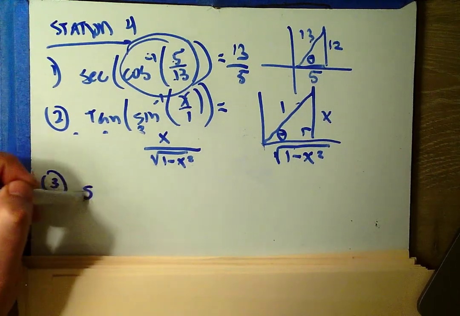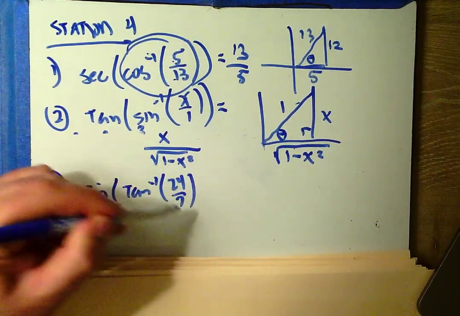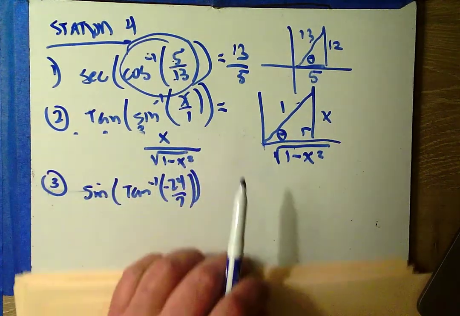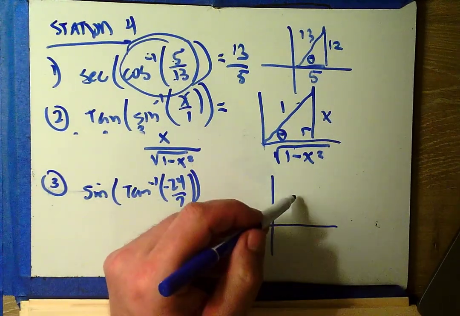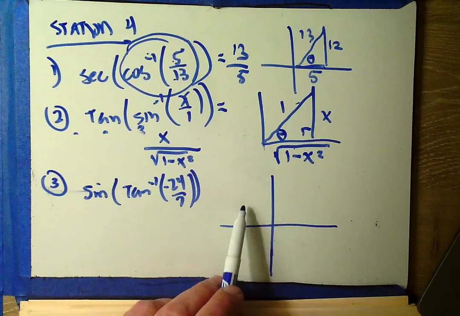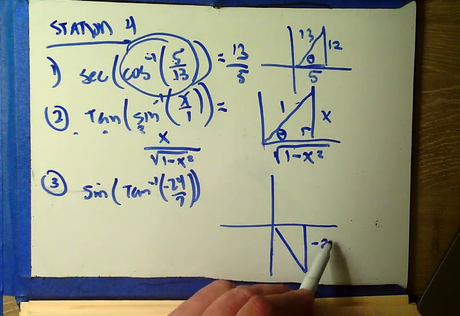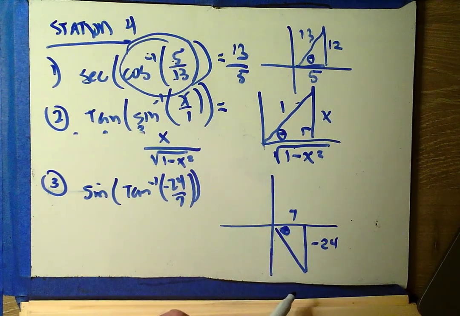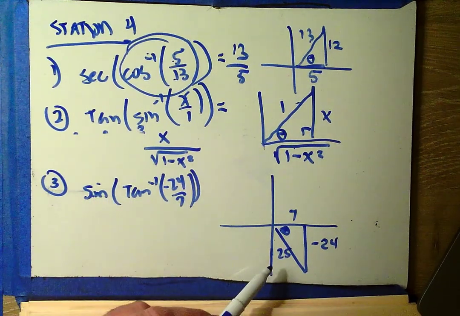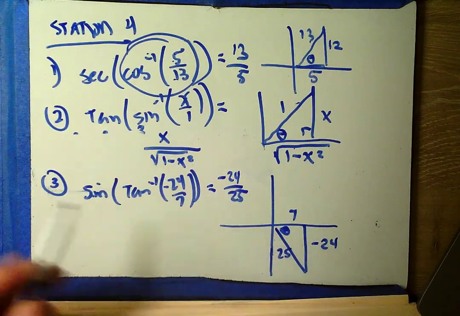Okay, 3, sine of tangent inverse negative 24 over 7. Oh, and it's negative. Okay, so remember inverse tangent is restricted between negative pi over 2 and pi over 2. And so instead of drawing a triangle over here or over here, I have to draw this triangle here where I have negative 24, 7. And again, I'm going to use either my Pythagorean theorem or Pythagorean triples to find out that this is 25. The question asks, what's the sine in this picture? Sine is opposite over hypotenuse, and so we get negative 24 over 25.